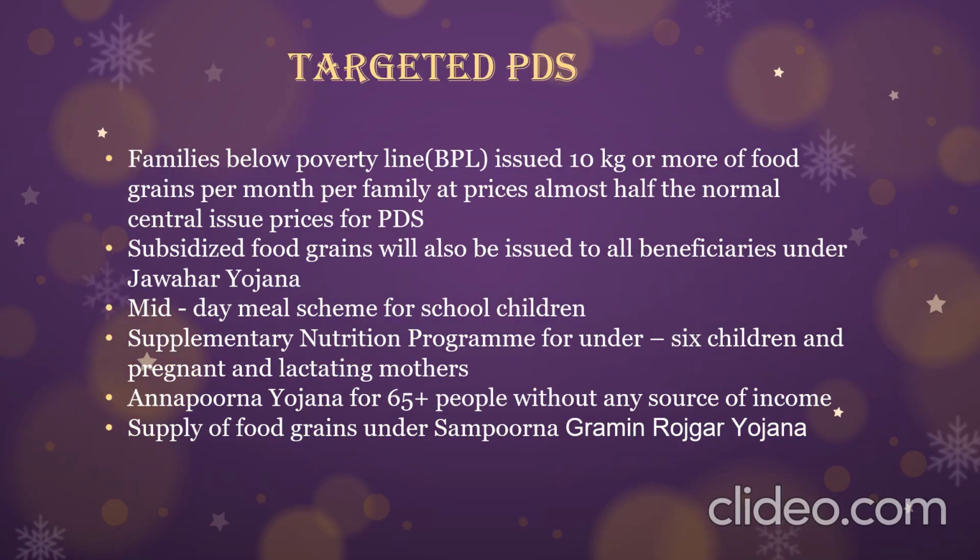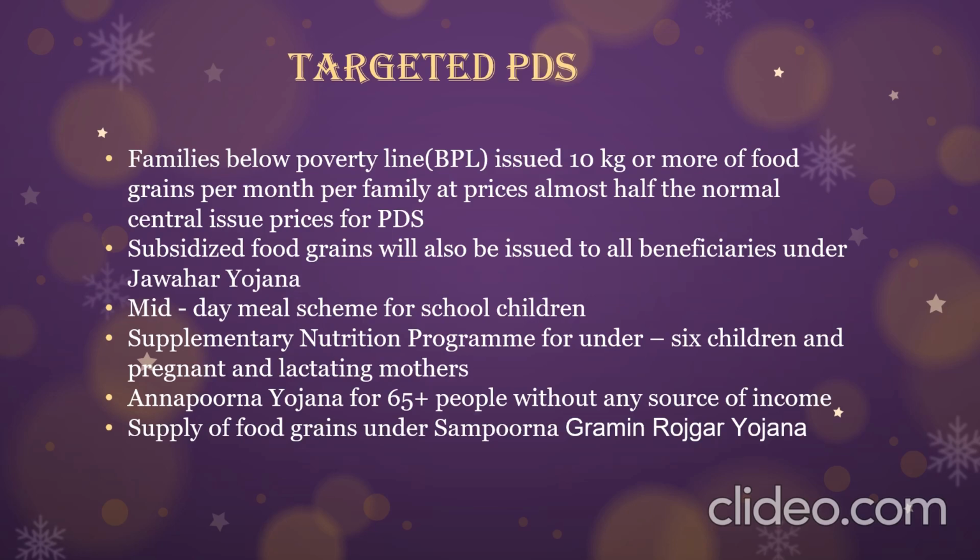Next comes the targeted public distribution system. In the year 1997, the Government of India established a new system called the Targeted Public Distribution System by giving special emphasis to poor families below the poverty line. It issued 10 kg or more of food grains per month per family at prices almost half the normal central issue prices for the public distribution system.